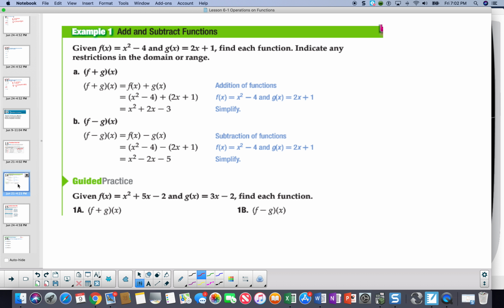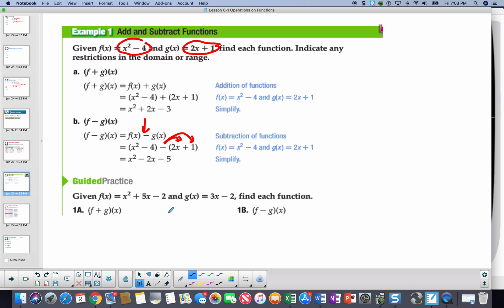All right, let's take a look at another example. Here we are adding, and adding means to just add the two functions. So we're taking this and writing it here. We're taking this and writing it here, and we complete the addition. Now in subtraction, you just have to be careful, because when you subtract, don't forget to distribute the negative sign through here before you go ahead and do that.